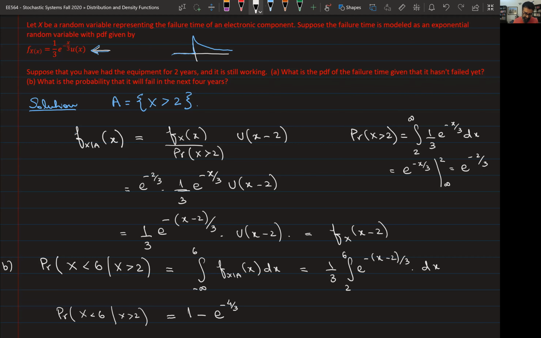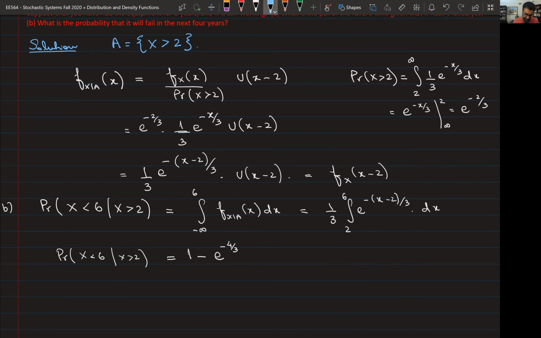But interestingly enough, this is the same probability that x is less than 4. Go ahead and evaluate the probability that x is less than 4, and you will find that it turns out to be exactly the same as this thing. ठीक है? उसका मतलब क्या है? इसका मतलब ये है कि if the electronic component has not failed in the first 2 years, the probability that it's going to fail in the next 4 years is exactly the same as the probability that it would have failed in the first 4 years after you bought it.